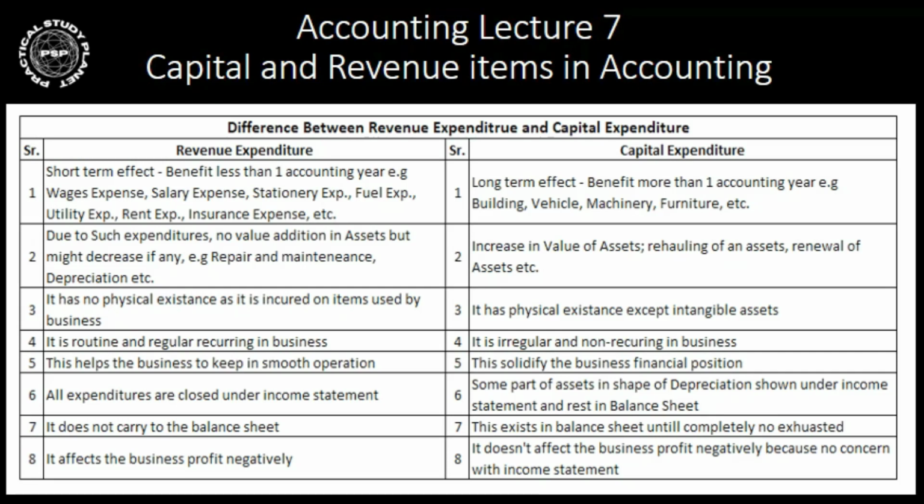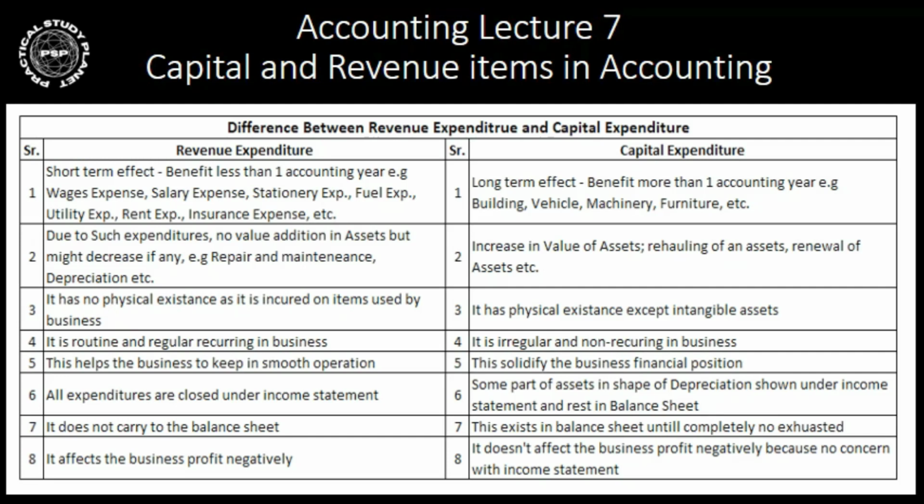The third difference is that revenue expenditure has no physical existence as it is incurred on items used by the business. Whereas the capital expenditure has the physical existence except intangible assets. The fourth one: it is routine and regular recurring in business. Whereas the capital is irregular and non-recurring in business. The fifth one: this helps the business to keep smooth operation. Whereas the capital solidifies the business financial position.